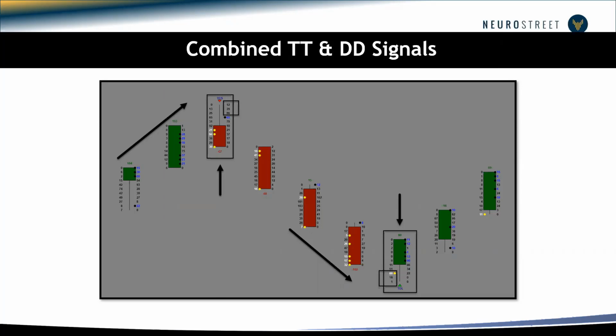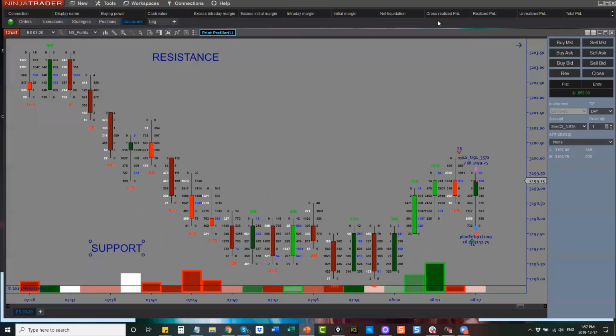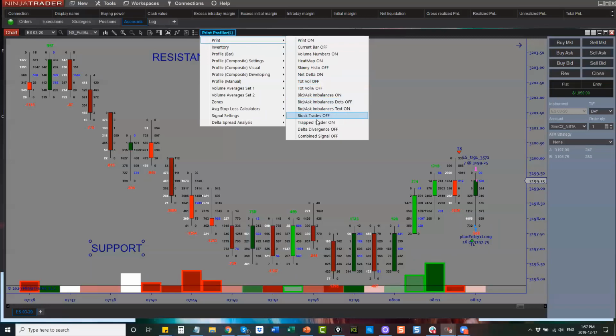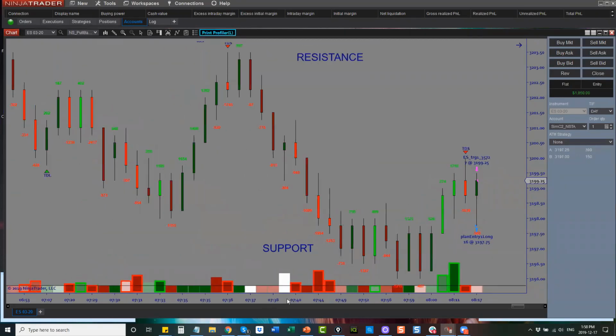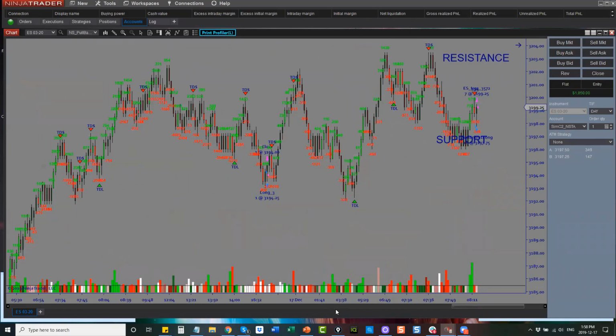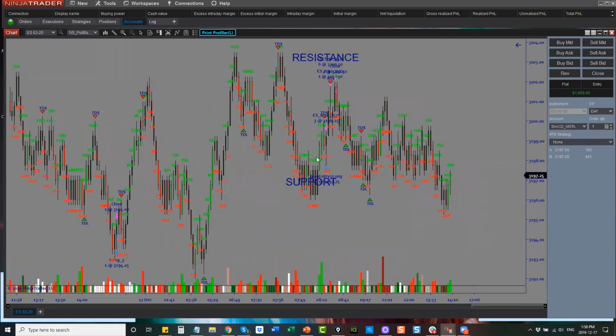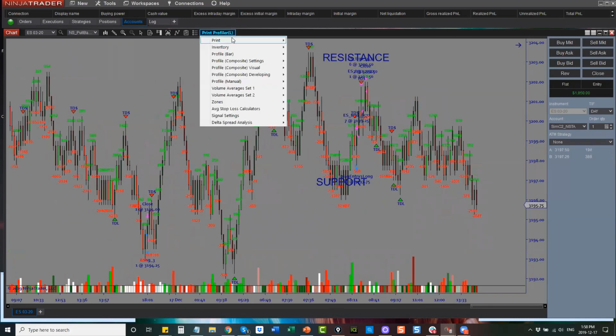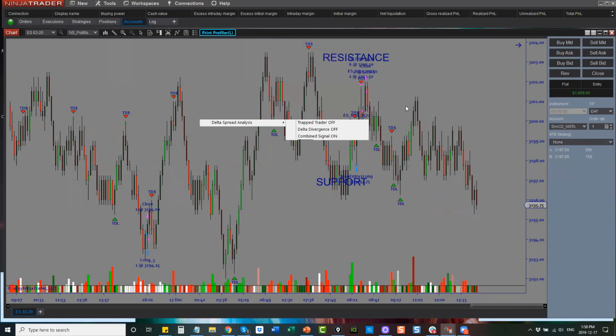Okay, so let me give you an example of what that looks like on a chart. If I go in here and turn off the trap trader and turn on the delta divergence, you can see you're going to get a lot more signals. Now if I turn on combined signals and turn delta divergence off, you're going to have fewer signals. You're normally going to see them at key areas, because it's when price and order flow mix. I'm going to turn delta off for a second, a little easier on the eyes.